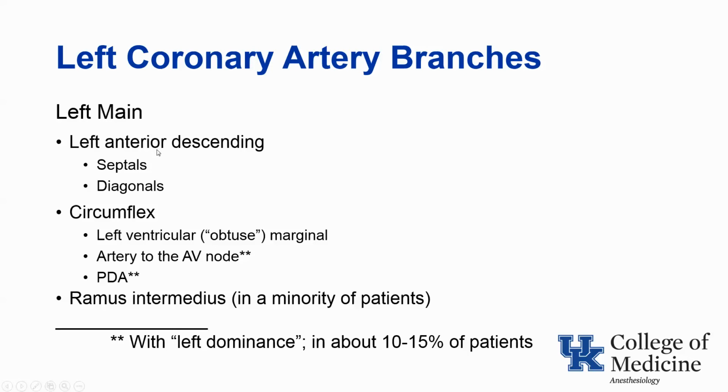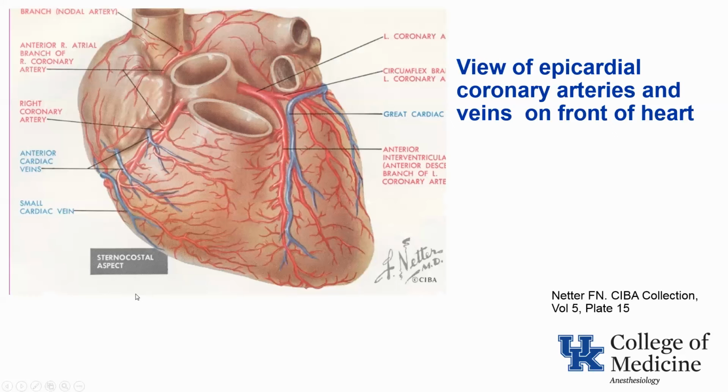The LAD gives off the septals and the diagonals, while the circumflex gives off the left ventricular marginals called the obtuse marginals. And as we said before, in 10 to 15% of cases, the artery to the AV node and the posterior descending artery. I've already mentioned this third vessel, the ramus intermedius, which occurs in perhaps about 10 to 15% of patients.